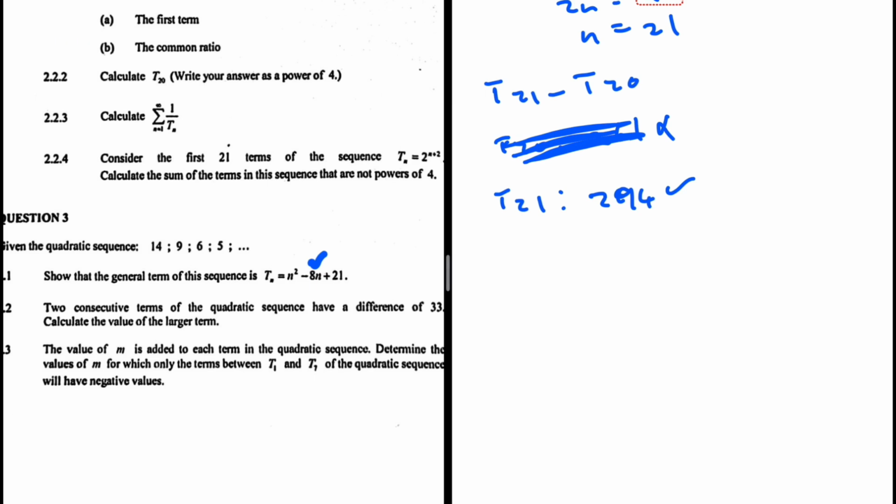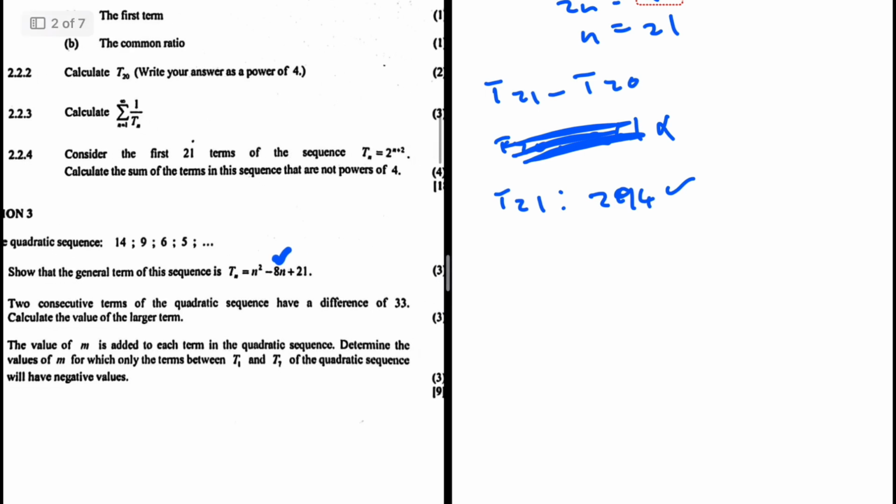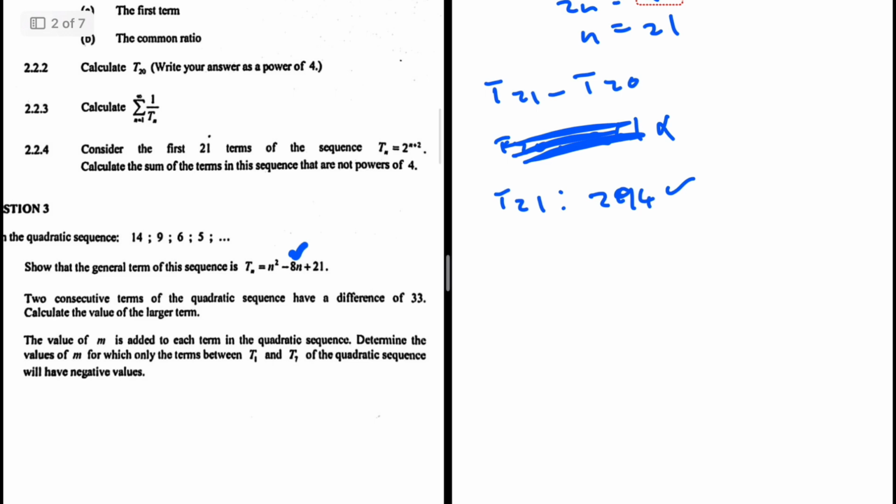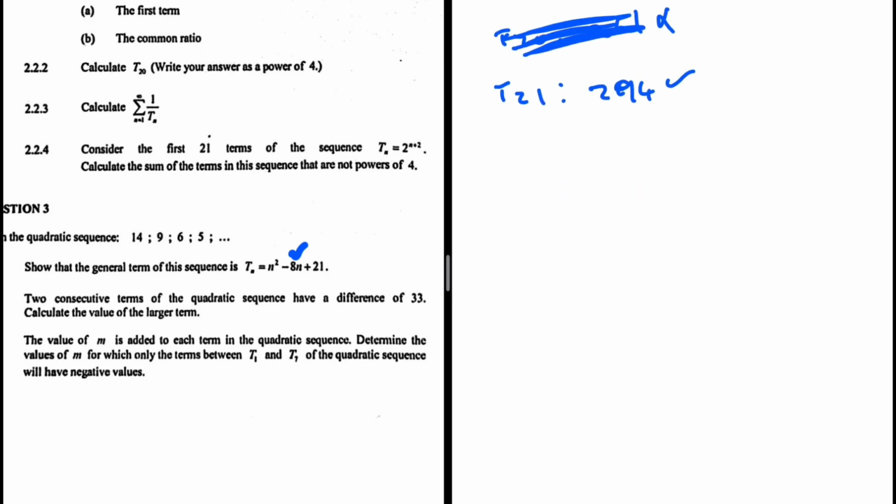3.3, calculate the value of M. The value of M is added to each term in the quadratic sequence. Determine the values of M for which only the terms between T1 and T7 of the quadratic sequence will be negative. So let's see, we have 14, 9, 6, 5. Which term comes after that? What is T5? So 5 squared minus 8 multiplied by 5 plus 21 is 6.